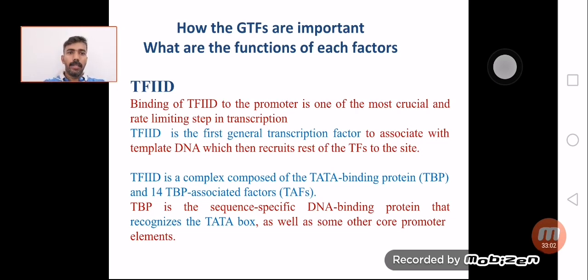And as already stated, this consists of TBP protein and TAF proteins, together what we call the TF2D. And the TBP is sequence specific for interacting with the TATA box in the promoter region. And not only the TATA box, as already stated, they can also interact with some of the neighboring sequences also.